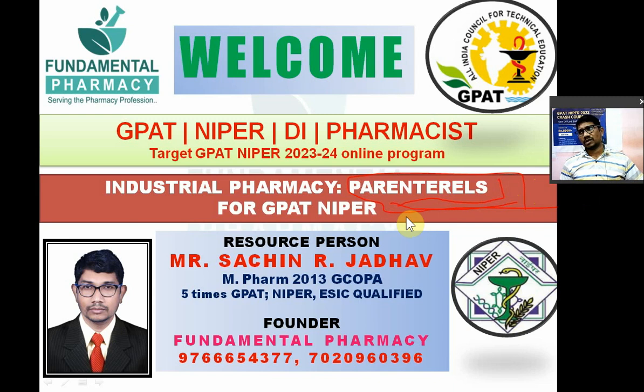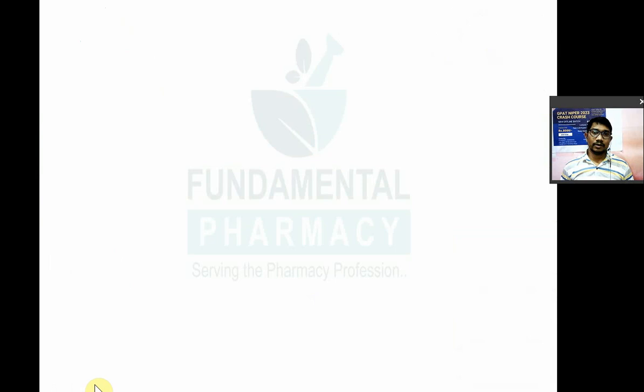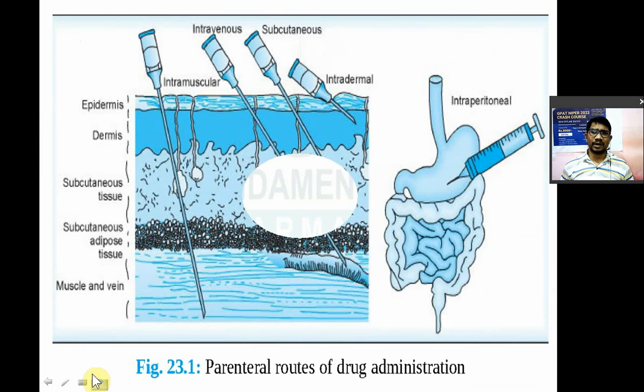Even the topical route is also considered parenteral, because para means other than and enteral means enteron. So even the topical route is considered a parenteral route. The inhalation route is also considered a parenteral route. Right? So a drug which is given by a route other than the intestinal route, or which is not absorbed through the intestine, is known as a parenteral. Right? So in this you will have various kinds of parenterals.